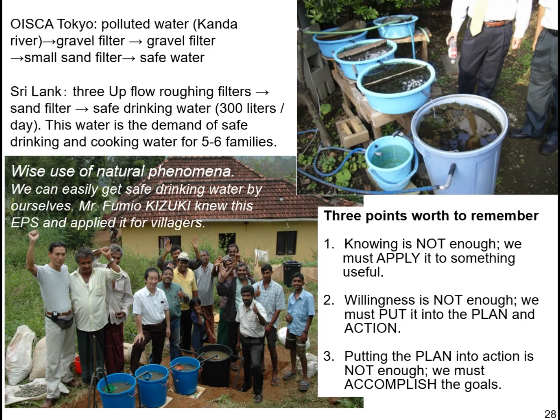Mr. Fumio Kazuki made a simple model of EPS in Sri Lanka. Three upflow roughing filters and a sand filter. This system produces 300 liters per day of safe drinking water. This water meets the demand of safe drinking and cooking water for 5 to 6 families. This is wise use of natural phenomena. We can easily get safe drinking water by ourselves. Mr. Kazuki knew this EPS and he applied it for villagers.